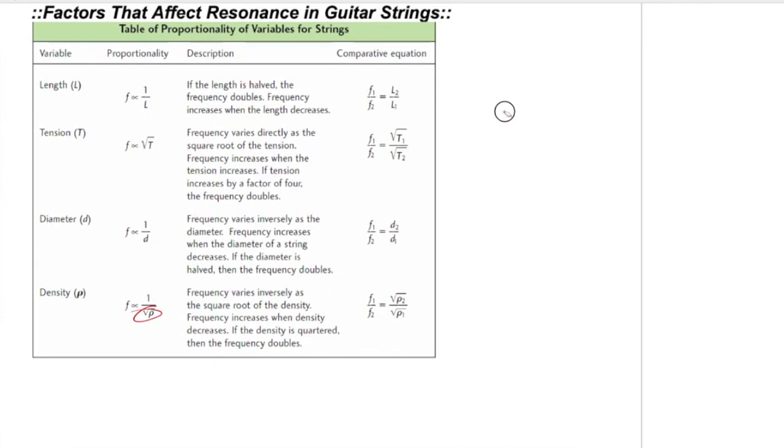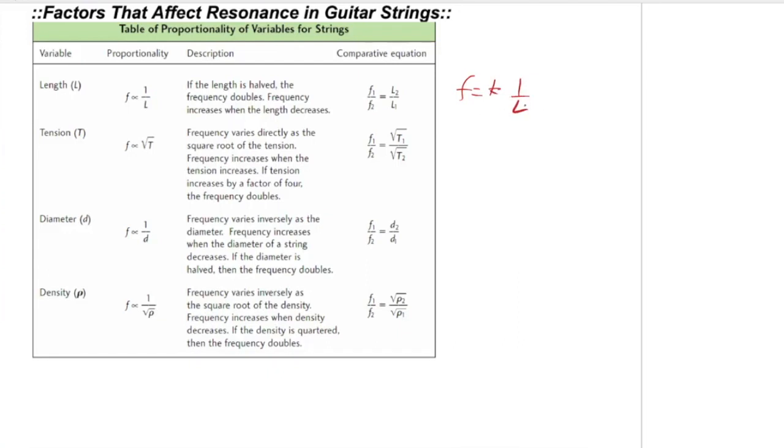Basically, we don't really know how to work too well with the proportioning. So what we do is we convert them into an equation. Here's how it works. If you want to turn this into an equation, you just put in a K for constant. It doesn't matter what the constant is because we're going to use proportional reasoning to solve this.